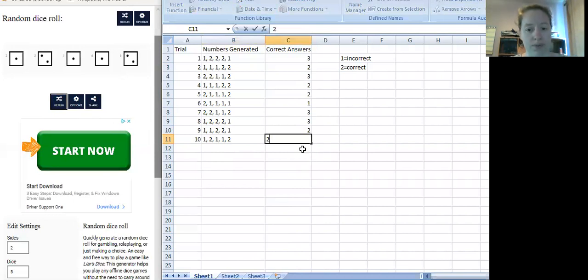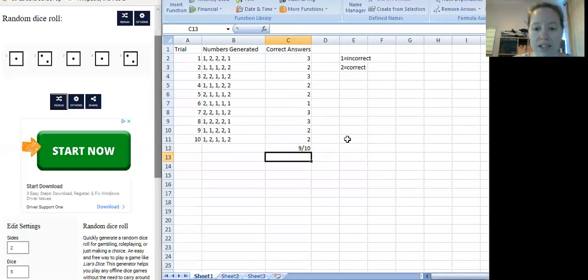2 correct. So our question was, how often would he get 2 correct? Right? 2 correct. Okay, so every time except for this one time, he got at least 2 correct. So that was 9 out of 10 times he got 2 correct, or 90% of the time he got 2 correct.